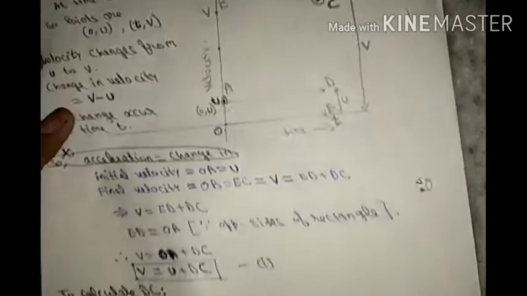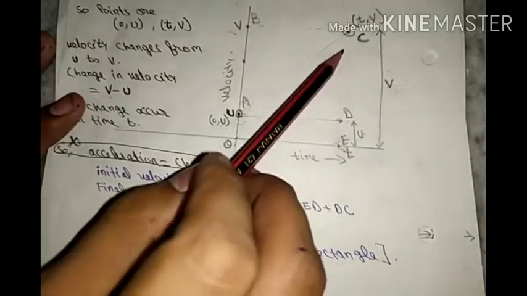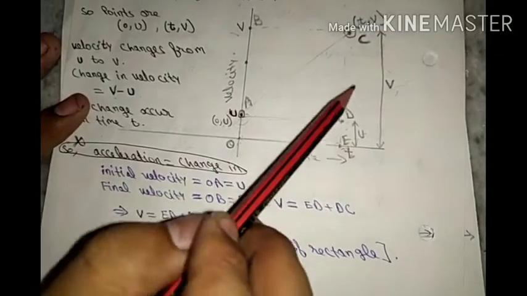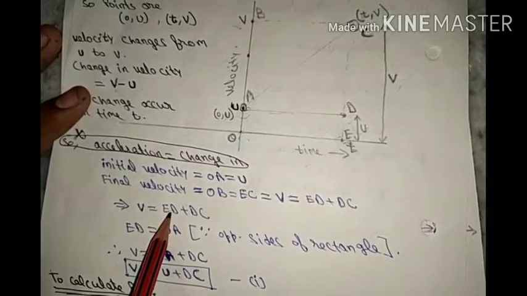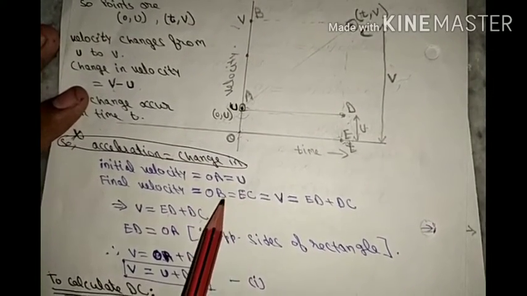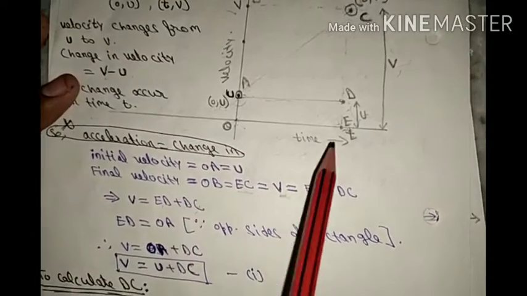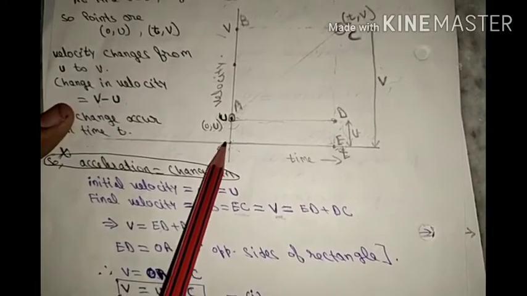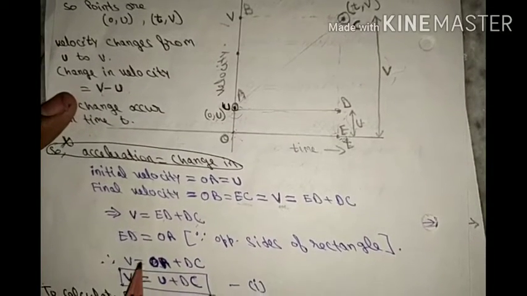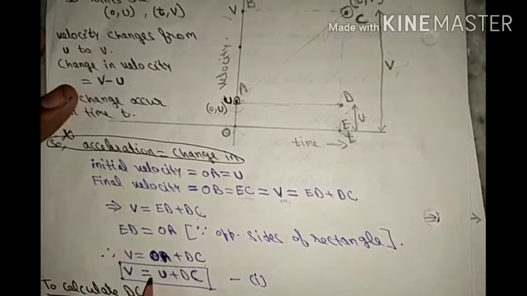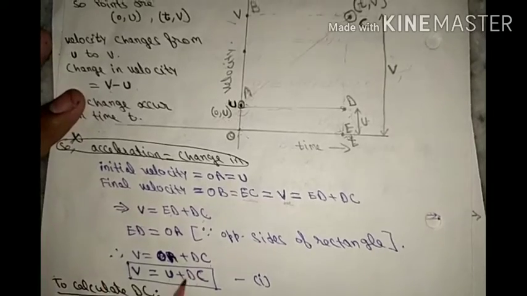Now we will move further. Can I write v is equal to EC is equal to CD plus DE, because ED plus DC makes EC, and EC is equal to v. So the value of v is ED plus DC. But ED is equal to OA, which is u. So v is equal to OA plus DC, and OA has value u. So v is equal to u plus DC. Now the task is to find DC from the graph.